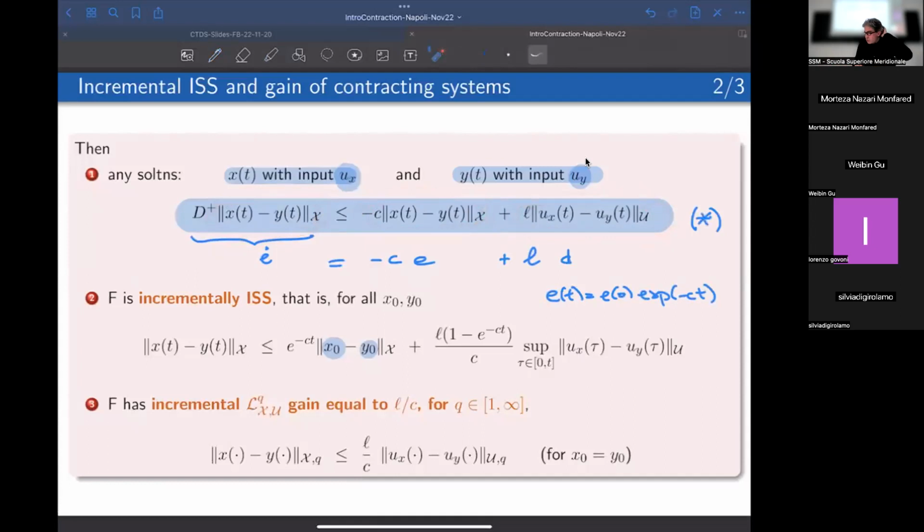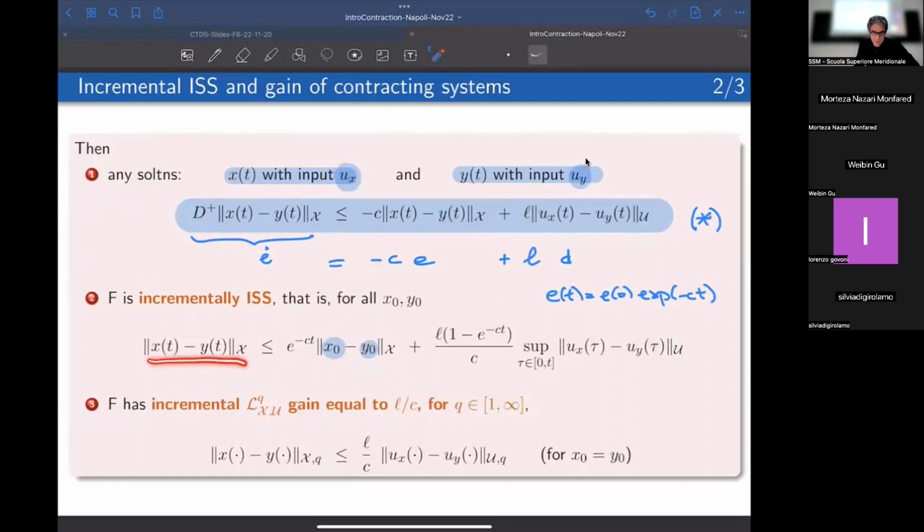Now, you can then use the Bellman comparison lemma. So on Friday, for some reason, I couldn't remember the word comparison. The Bellman comparison lemma, also called the Grönwall-Bellman comparison lemma, to integrate this differential inequality, you obtain an inequality which is about the trajectories and not the derivatives of the trajectory.